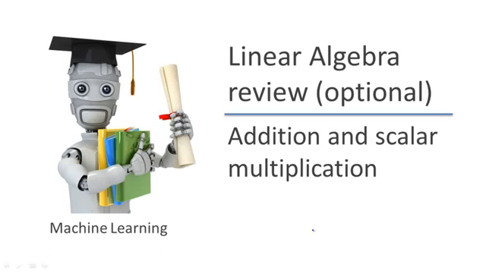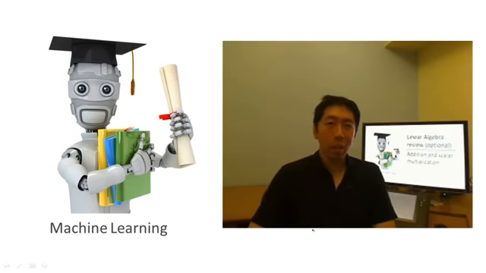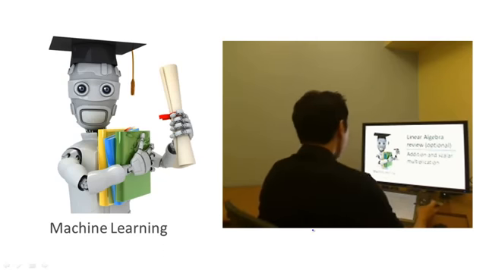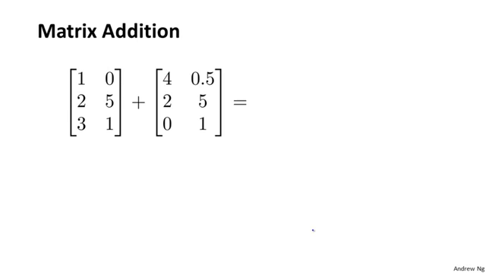In this video, we'll talk about matrix addition and subtraction, as well as how to multiply a matrix by a number, also called scalar multiplication. Let's start with an example. Given two matrices like these, let's say I want to add them together. How do I do that? And so what does addition of matrices mean?